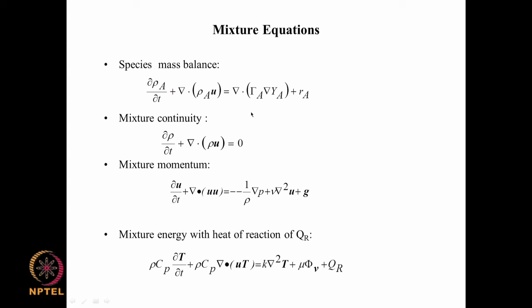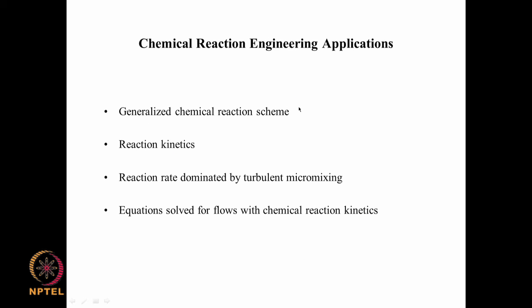And the number of additional equations depends on the number of species that are present. If there are ns number of species, the number of additional equations that come up is ns minus 1, because we already have the continuity equation that is accounted for. And then we also have this Q_R here. Now we still need to specify what this rate of reaction is. Okay. So when we consider chemical reaction applications, we need to have the following additional things. We need to have a generalized chemical reaction scheme, the reaction kinetics, the reaction rate, which may be determined in some cases by turbulent micromixing and in other cases by laminar diffusion of species. And we will then look at the overall set of equations to be solved for flows with chemical reaction included.